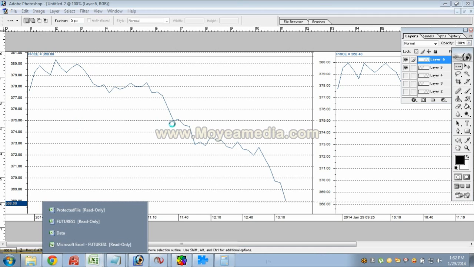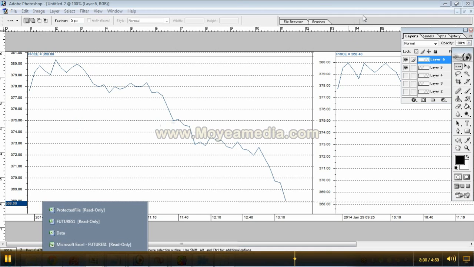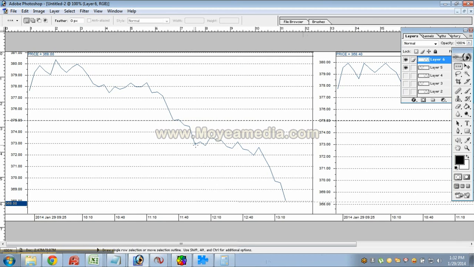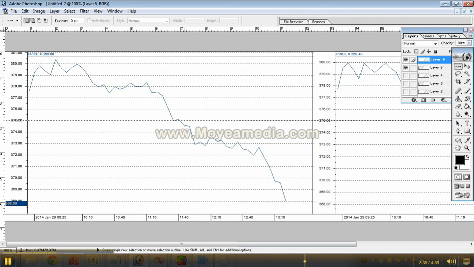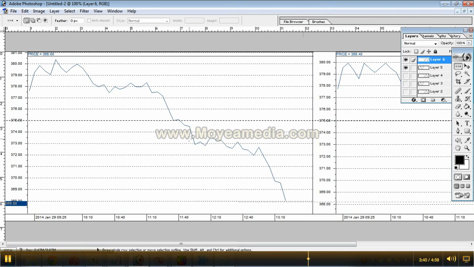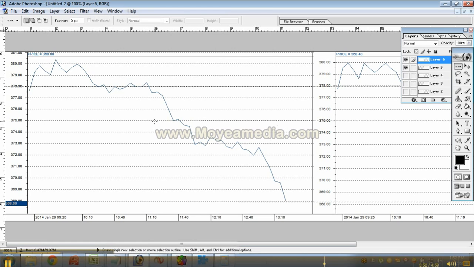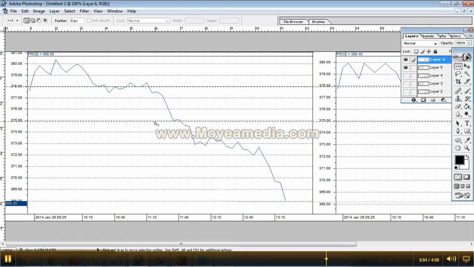So as soon as your trade comes to 375 and falls below 373, you keep changing your stop loss also. So you can see 378 was the stop loss. So this was the stop loss. So we didn't have to worry because the price kept on going down.